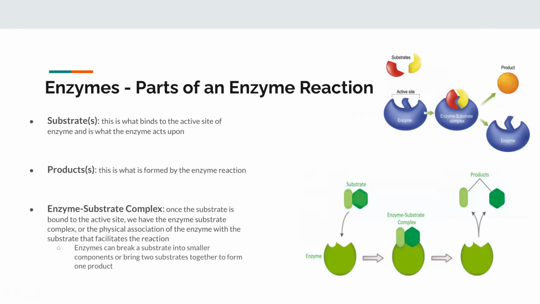I put two examples for the pictures. You can have two substrates come in and the enzyme is going to form a covalent bond between them and they're going to stick together. Or you could have one substrate come in and the enzyme is going to break the covalent bonds and they're going to separate. So then you'd have two products. And then you have your enzyme substrate complex, which is just when the substrate has bound to the active site and they're sitting together. So it's just the physical association of the two.